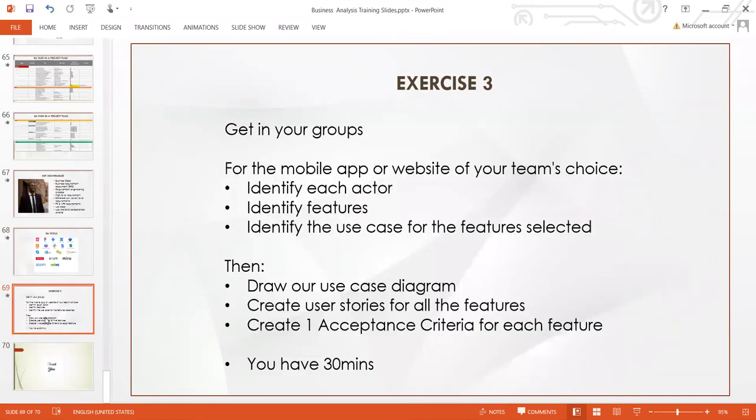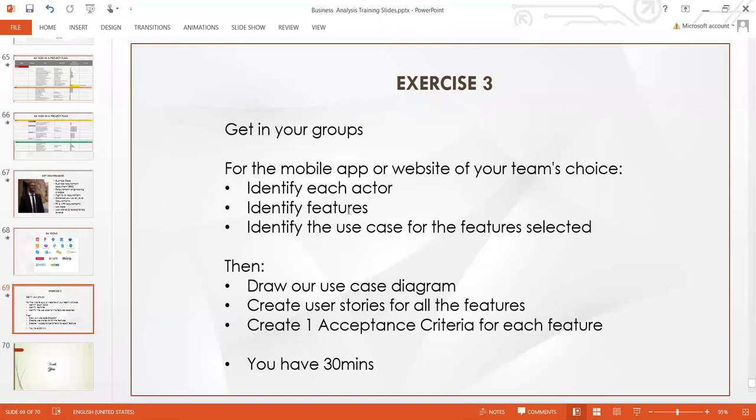So these are the exercise. It's going to be our assignment. I don't think we are going to do it in a group. You just do it personally, the way you used to do others. What you need to do is draw a diagram. It's going to be a mobile app or a website.